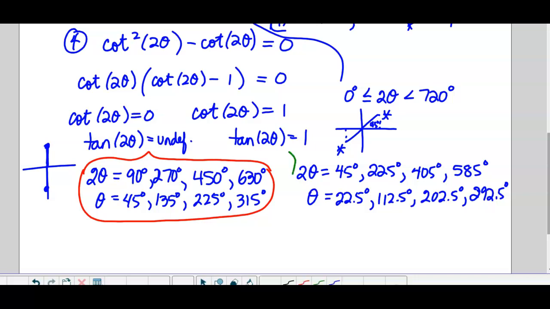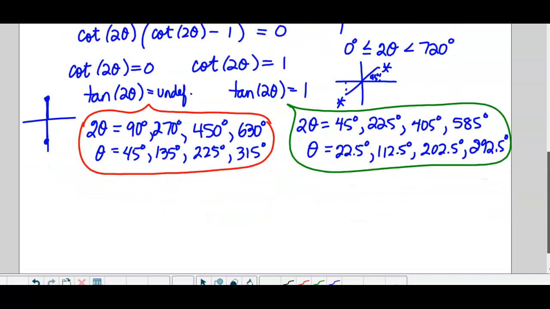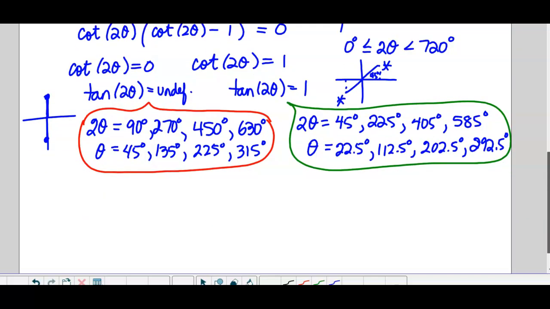So this goes here, this. Okay, so there are 8 angles that satisfy this. So in your final statement, I would put them in order.